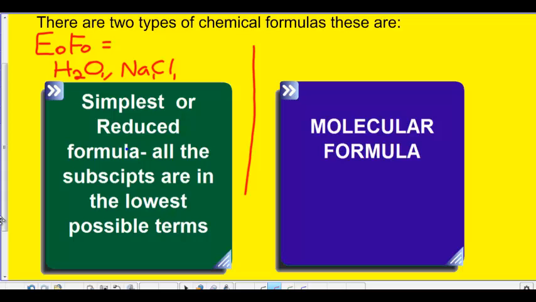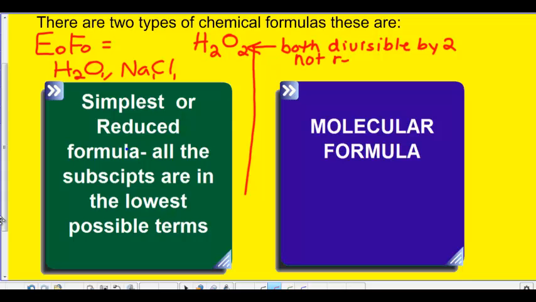Something that's not an empirical formula would be this. This is the formula for hydrogen peroxide. If you notice there, both of those subscripts are divisible by 2. Right? Which means this is not reduced. Which means it's not empirical. And if it's not empirical and it's not reduced, then what we would call it is molecular.